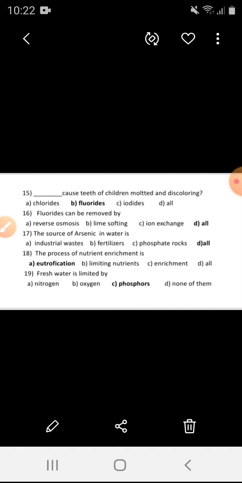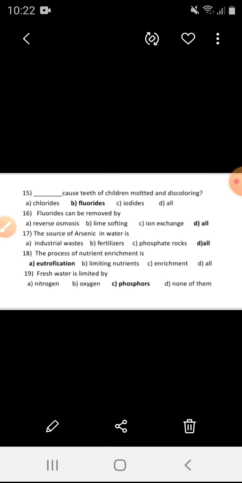13, permanent hardness caused due to option A magnesium sulfate, option B magnesium bicarbonate, option C magnesium carbonate, and D all. Correct option is A magnesium sulfate. 14th, according to WHO, water has 0 to dash milligram per liter as calcium carbonate. Option A 30, option B 40, option C 60, and option D 70. The correct option is C 60.